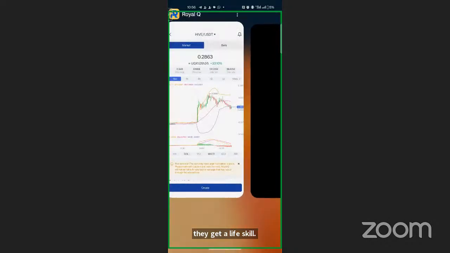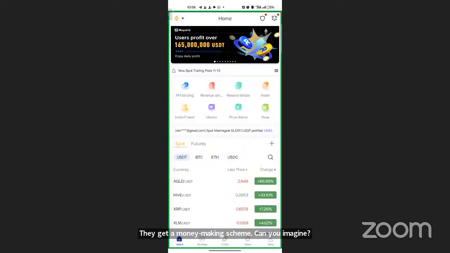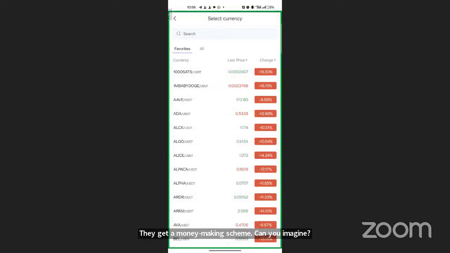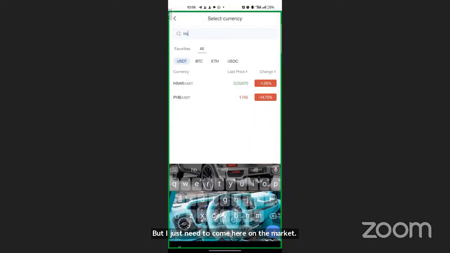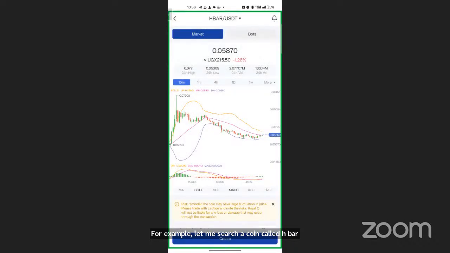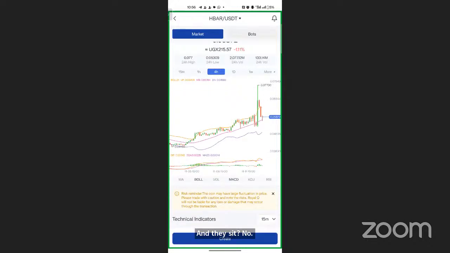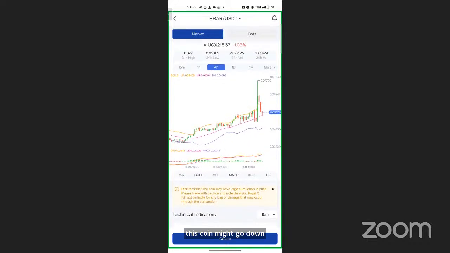Can you imagine that I just need to come here on the market? For example, let me search a coin called HBAR. And I open this coin, let me say in the 4 hours. And I say, now, this coin might go down because I see a death cross about to happen here. Or I put it in 1 hour.